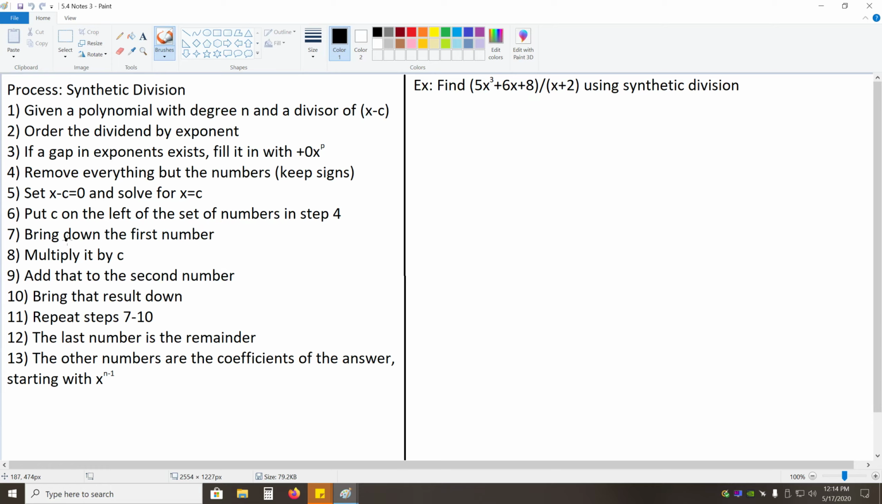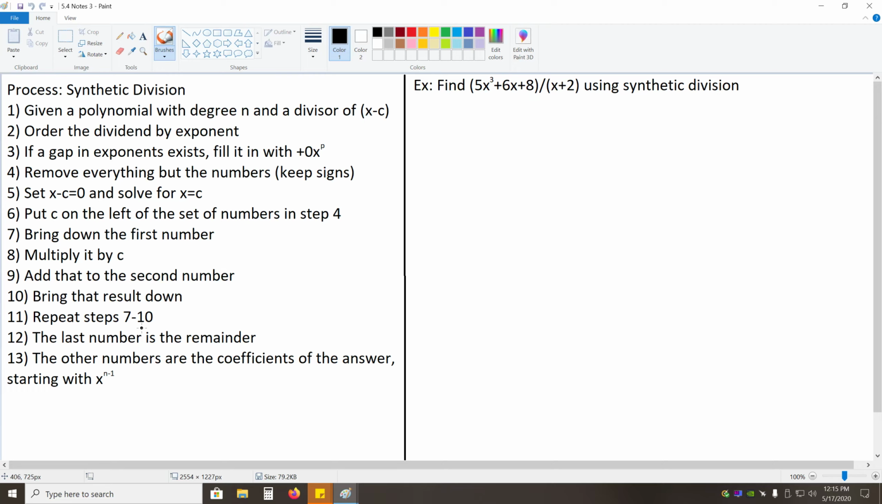At this point, it's going to be somewhat similar to long division. We're going to bring down the first number, multiply it by that number off to the left, the c value, and then add that to the second number, and that result will be brought down, and then we'll just keep repeating these steps over and over and over until we run out of numbers to keep adding. And at this point, we now have our answer.